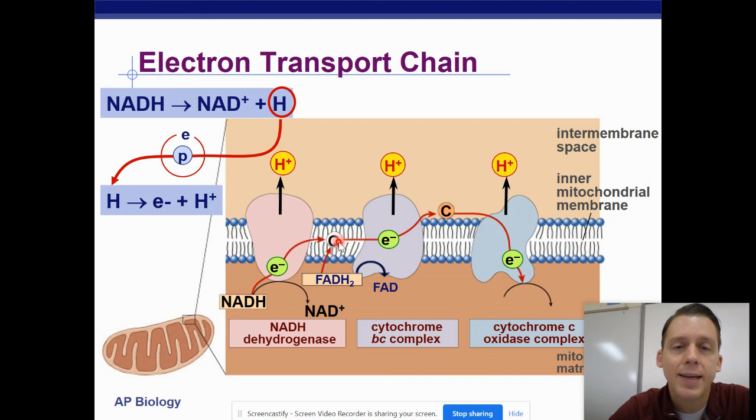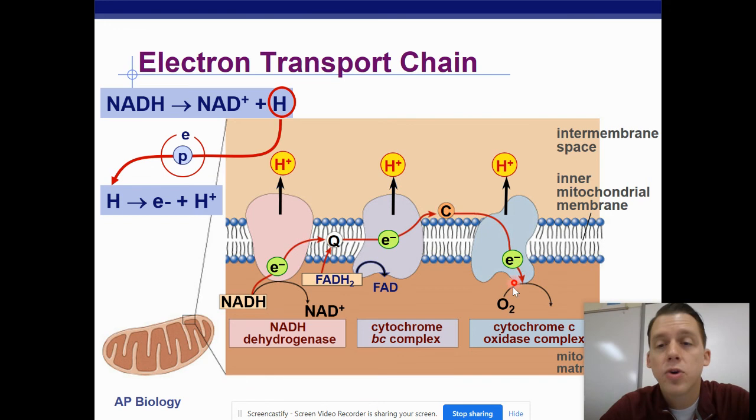FADH2 has to bind at a different place. FADH2 is going to bind here. And when it gives up its hydrogen and electrons, it is going to do so on this second protein, pumping hydrogen as the electron is pulled down.